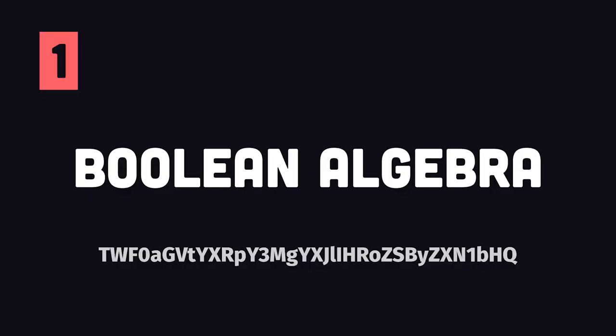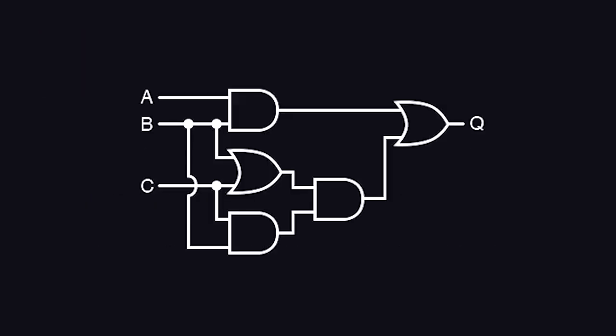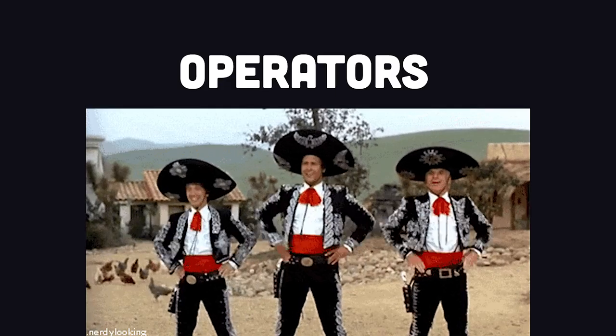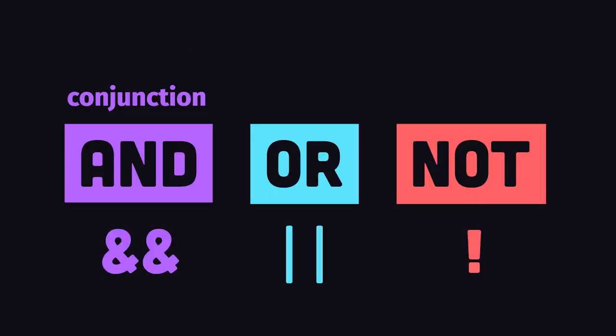Let's jump right into topic number 1, Boolean algebra, which is used almost every time you write code. A Boolean is a binary variable that can have two possible values, true or false. Now there are three operators that you can use to work with them: and, or, and not, or conjunction, disjunction, and negation if you want to be fancy.